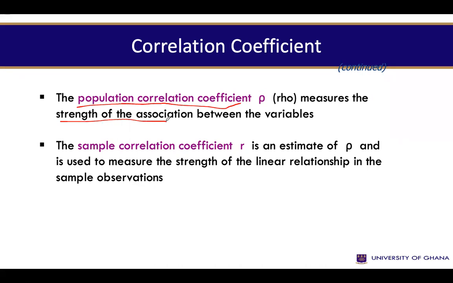Now we can have the population correlation coefficient, which is denoted as rho. Okay, this symbol here that looks like a P is not a P. We call it rho. Rho is a Greek letter. And then we have the sample coefficient, which is r, which is an estimate of rho in case we don't have access to the entire population. And then we are estimating the population correlation coefficient using the sample.